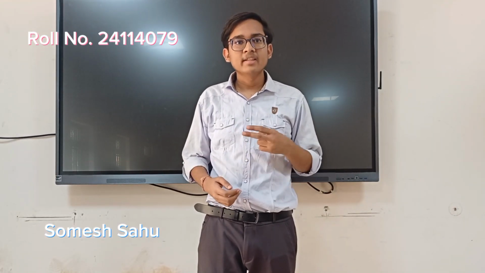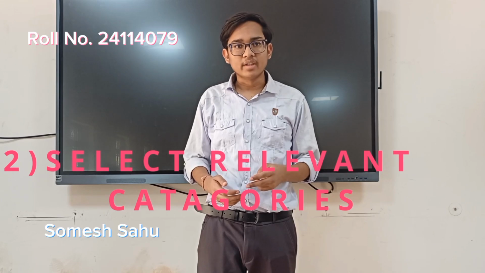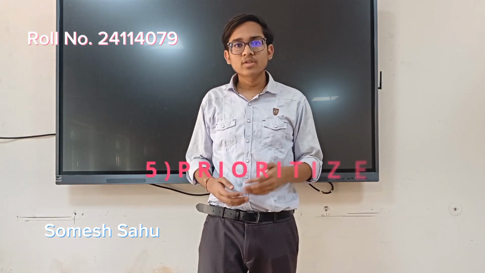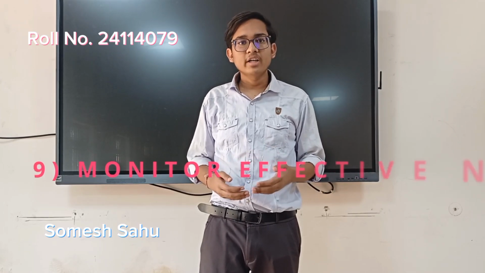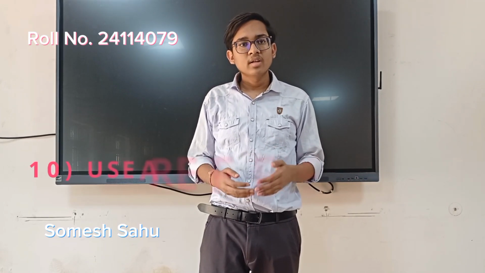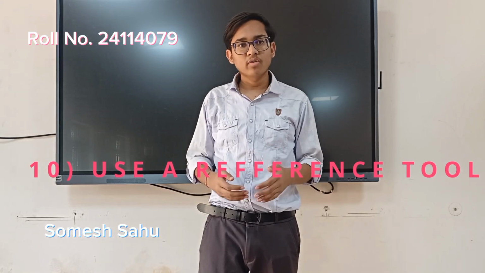Tips for effective use of the fishbone diagram. Some tips for the effective use of the fishbone diagram are as follows. First, clearly define the problem. Second, select relevant categories. Third, encourage collaborative brainstorming. Fourth, keep the diagram visually clear. Fifth, prioritize causes based on impact. Sixth, support analysis with data. Seventh, continuously review and refine. Eighth, implement actionable solutions. Ninth, monitor effectiveness over time. Tenth and last, use it as a reference tool for ongoing improvement.